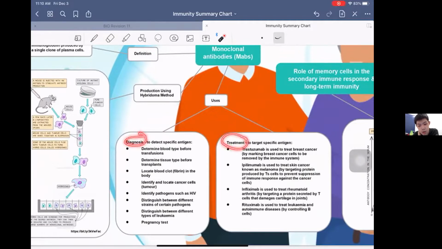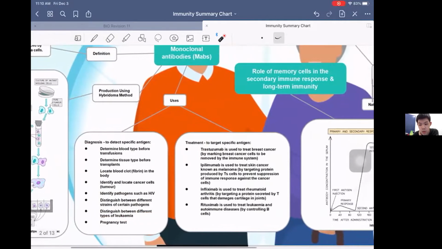You can see here, to diagnose, you can determine blood type, you can determine the tissue type, locate the blood clot, tumor, and then you can identify pathogens such as HIV. You can distinguish different strains of pathogens. You also can distinguish different types of leukemia, and lastly, pregnancy tests.